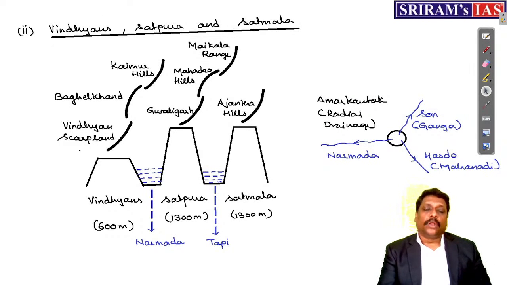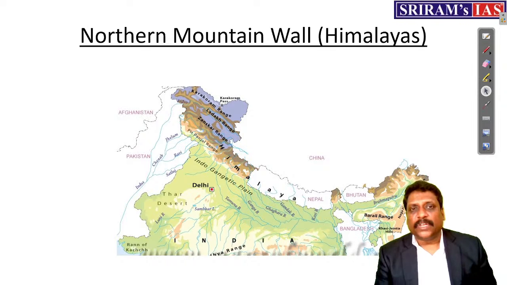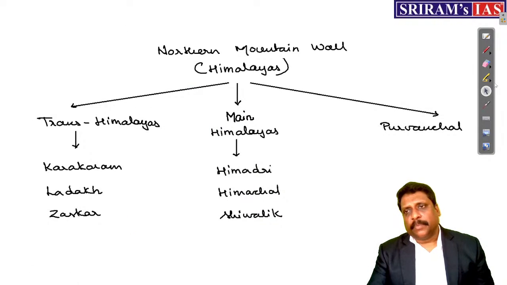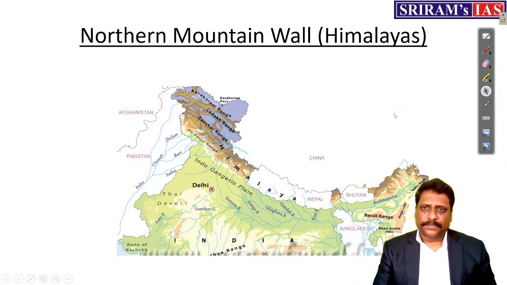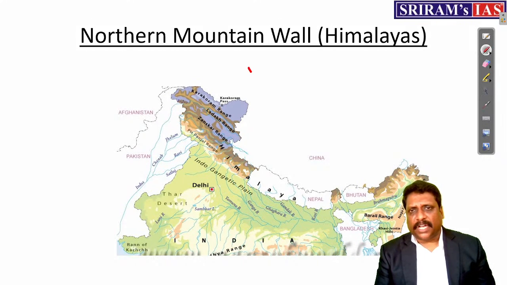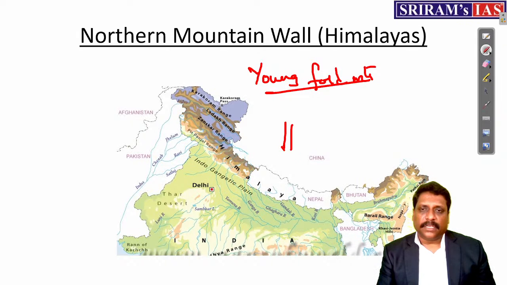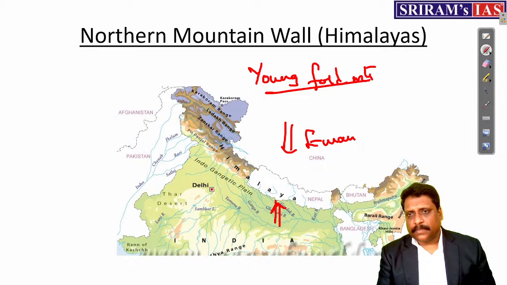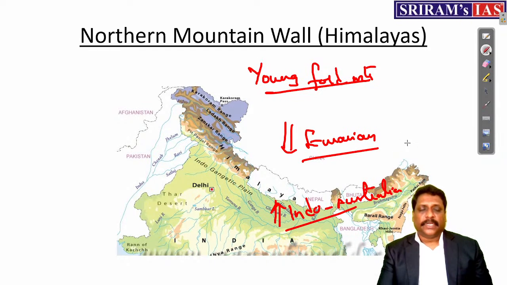So, my dear friends, this is all about the plateaus of India. Now moving to the northern mountain wall, Himalayas. When we talk about Himalayas, we call them the northern mountain wall. Completely, it is an example of young fold mountains. If you ask me which two plates' convergence created the Himalayas, it is the Eurasian plate and the Indo-Australian plate convergence that has created these young fold mountains.